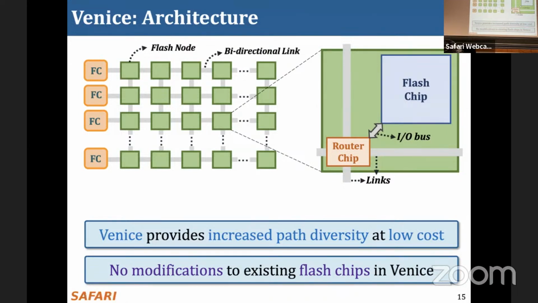Because when you think about it, an SSD is a system design, and they design it as a system on board. But a flash chip is fabricated by flash companies, and it's not easy to change the flash chip architecture. But you can think of changing the SSD, because the SSD is a system design, and you can design it differently.